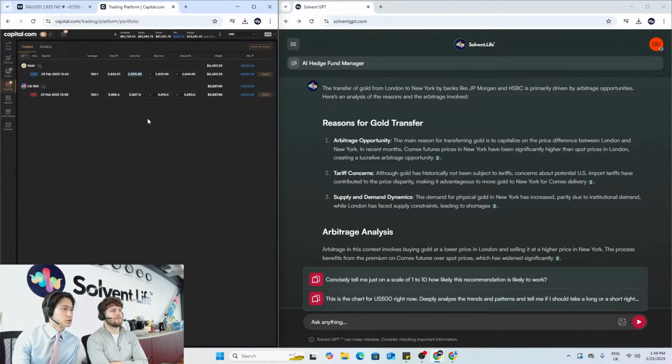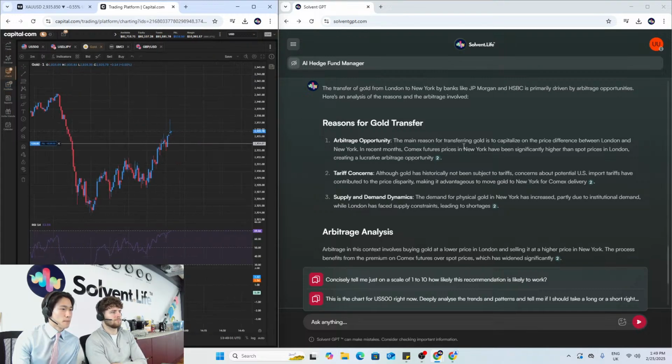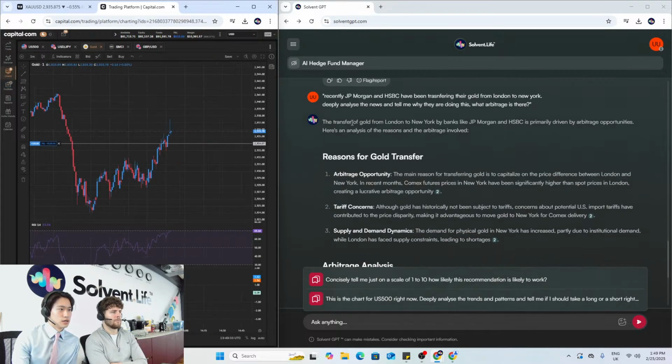Did you get this take profit from the GPT or was that your own? That was from the GPT. Okay, let's see what happens. We'll constantly update the GPT as well. We'll ask it what it thinks, minute by minute. Maybe every 5 minutes or so.